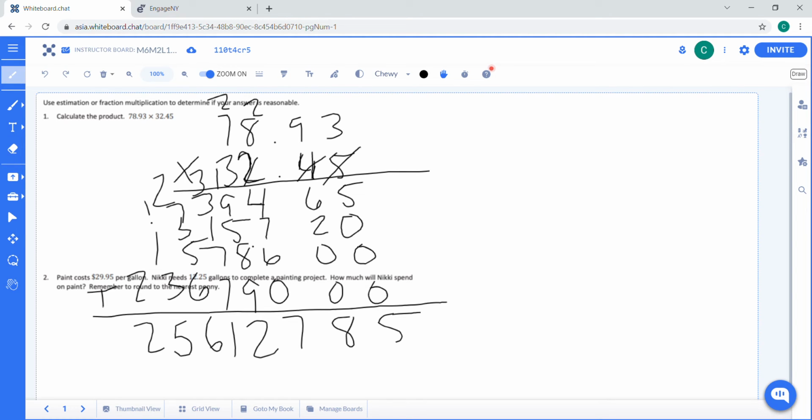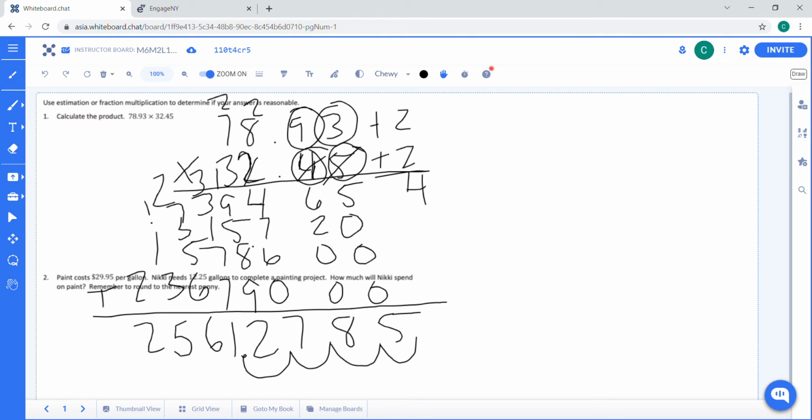Sorry about that. Now, all you have to do to know where to put the decimal is to count how many decimal places there were in your problem. So here's 1, 2, 3, 4. Or you can just say 2 plus 2, 4 decimal places. So I'm going to count off 4 decimal places. 1, 2, 3, and 4. And there's my decimal place. So my answer is 2,561.